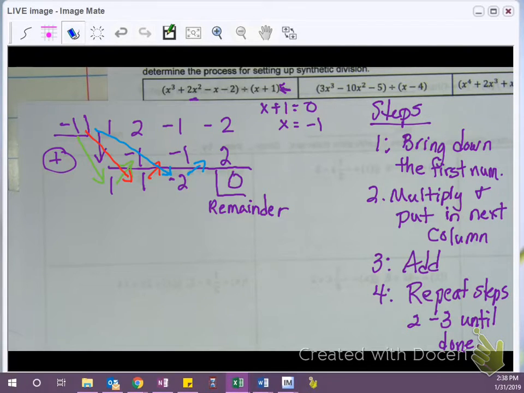Bring down the first number. Multiply and put it in the next column. Add. Multiply and put it in the next column. Add. Multiply and put it in the next column. Add. Till you're done. The last number is always the remainder.